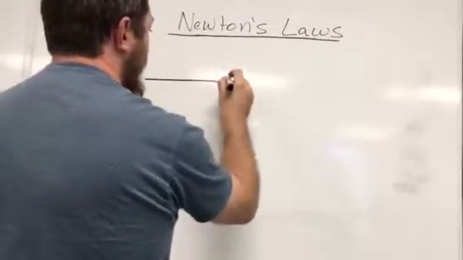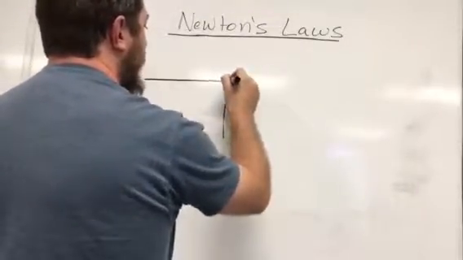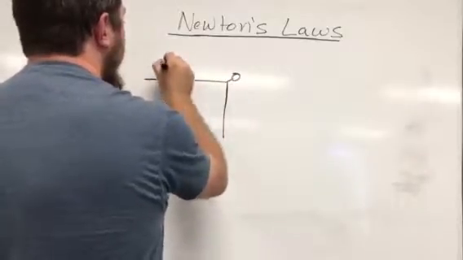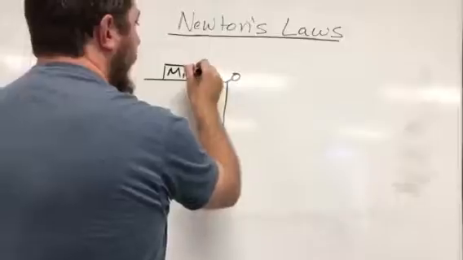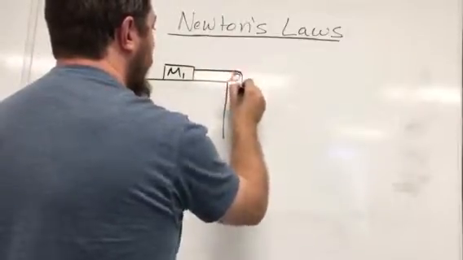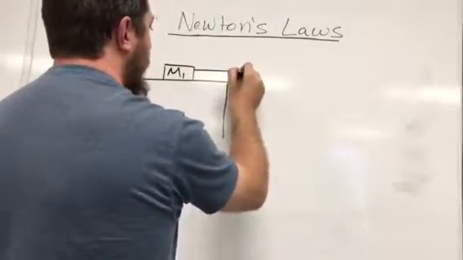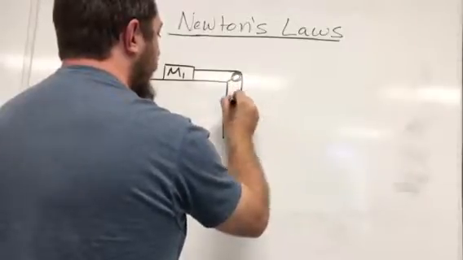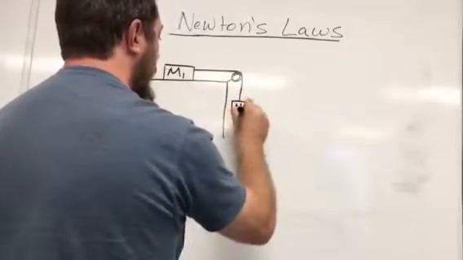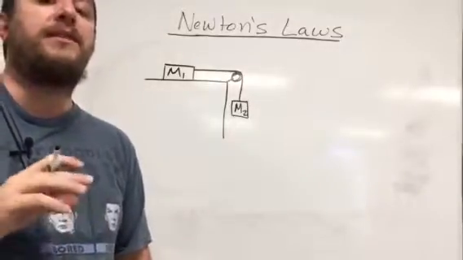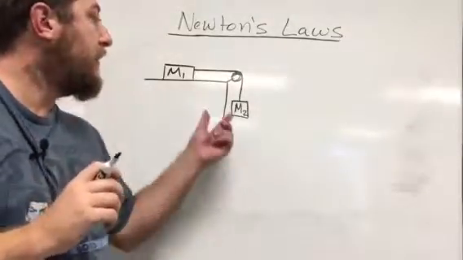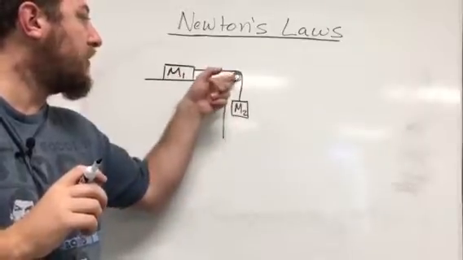Levels of sophistication, all right? This is going to be fairly sophisticated. So imagine that I have two blocks. We'll call this mass 1, and they're connected by a string over a pulley. Let me draw my pulley a little bit bigger. And we'll say that M2 is hanging over the side, all right? So they're connected by string, and the string is hung over a pulley.